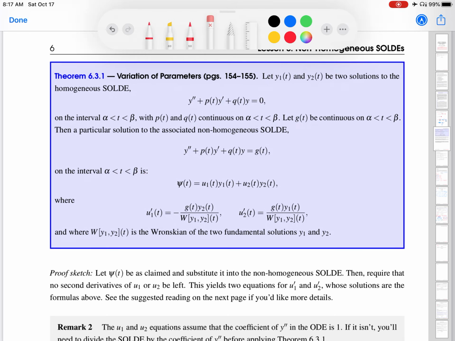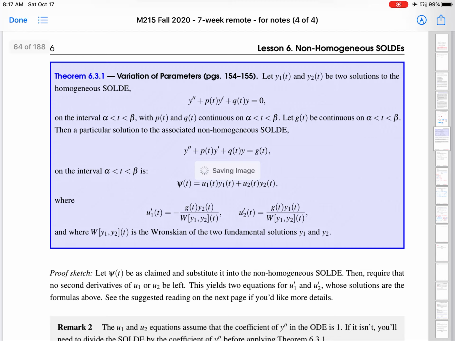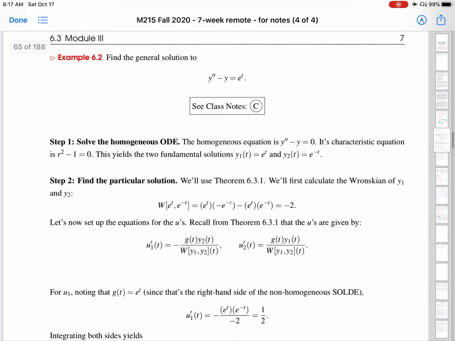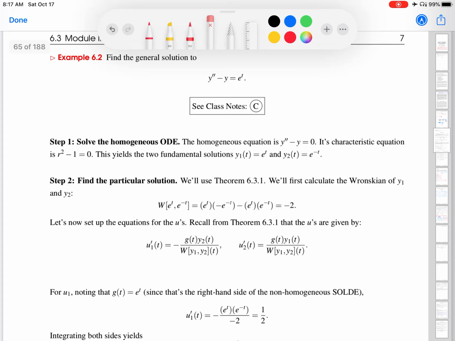Now I'm going to apply the variation of parameters approach to solve the ODE in this example. You can see that I've typed out already a lot of the steps so that I can save some time in this video and focus on the concepts. Step number 1, solve the homogeneous ODE. That's exactly what we did in the previous video. And that comes again from the theorem that tells us the general solution to a non-homogeneous ODE is the sum of the solution to the homogeneous version of the ODE plus psi, the particular solution.